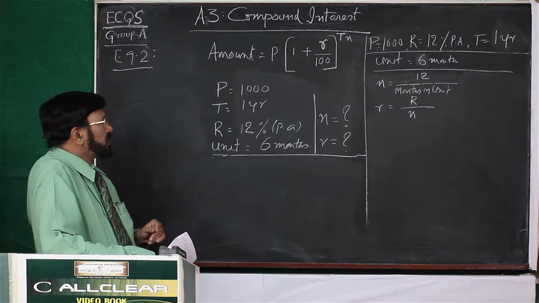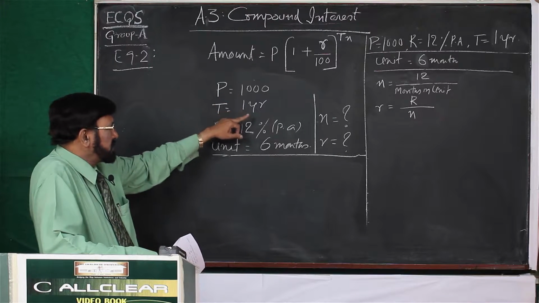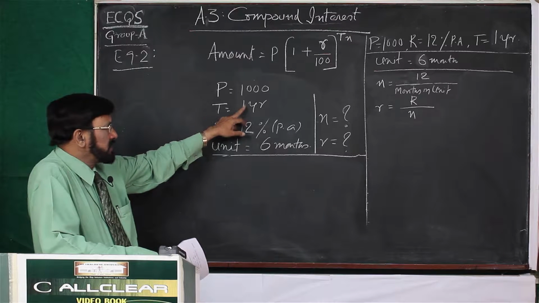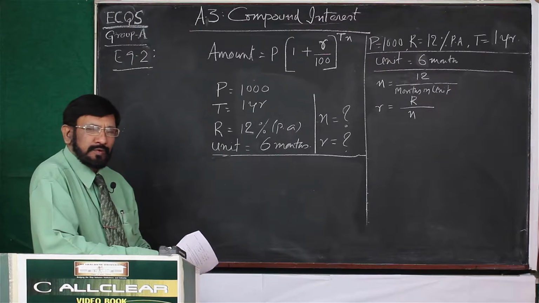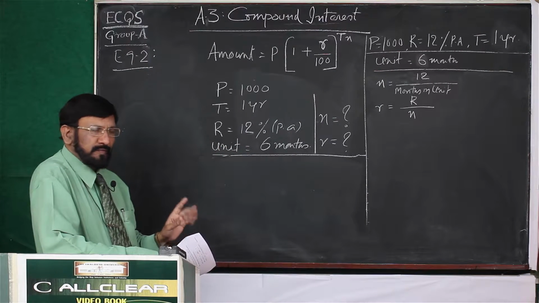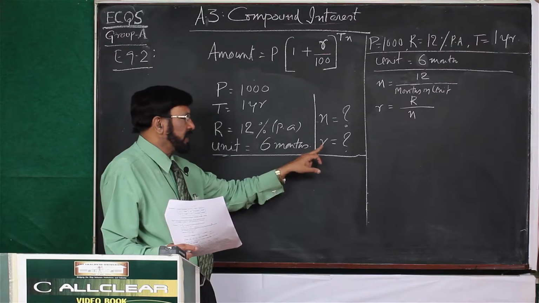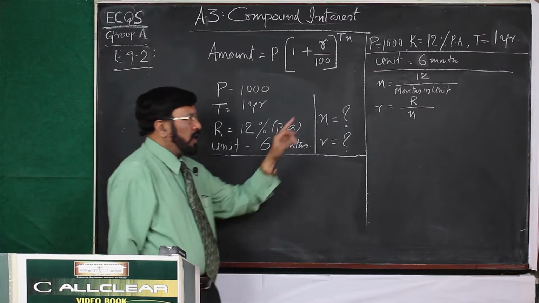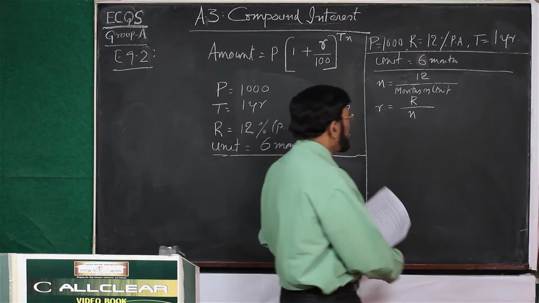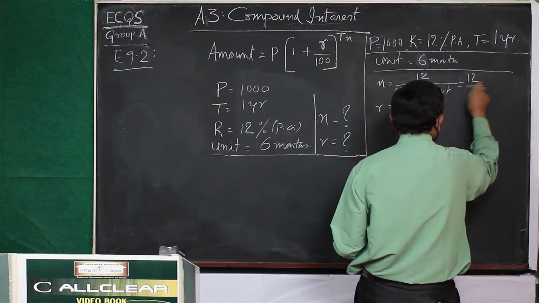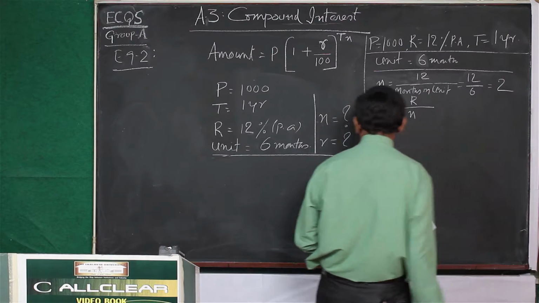Example number 2. In this example, I have made small changes. The principal is the same. Time I made as 1 year, in the previous program 2 years. Now the rate is the same, and the unit period is 6 months, in the previous program 1 year. Now what we have to calculate? We have to calculate N and R. N means how many unit periods are there within 12 months. That is the thing. Now 12 months in unit 6, so N is equal to 2.